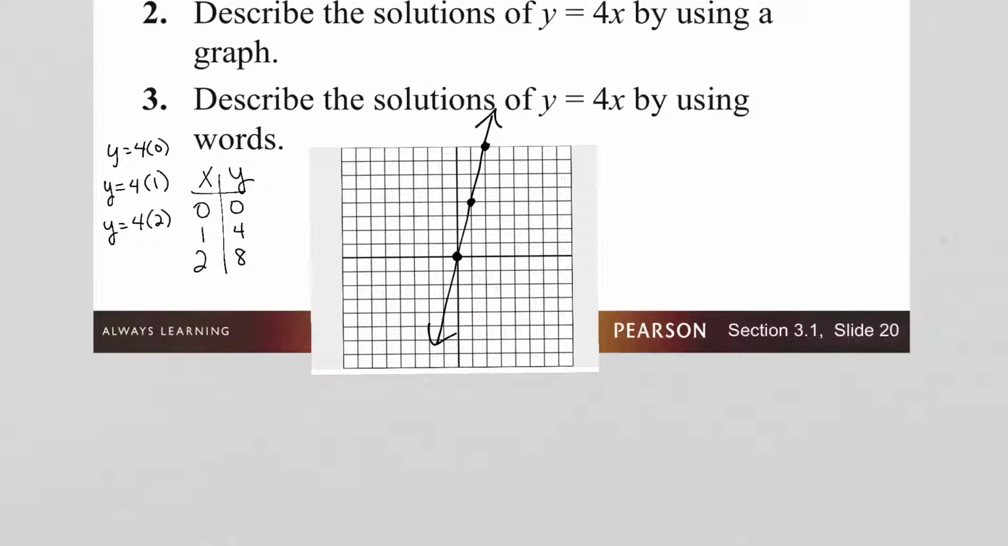Okay, so now if we were going to describe this in words, this says that my y-intercept is at (0, 0). So part 3, the y-intercept is at (0, 0). From the y-intercept, you go up 4, right 1.